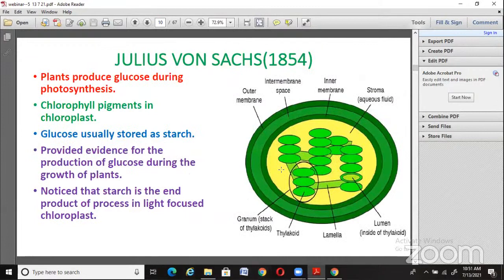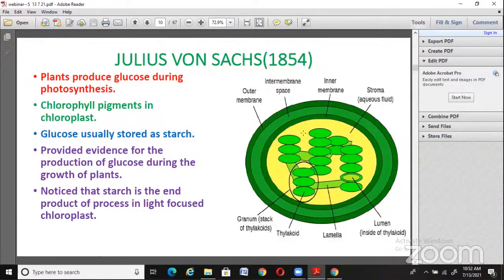Yes. See here, this is the structure of a chloroplast, in which you'll find two membranes. That means each chloroplast is bounded by two membranes: the outer membrane and the inner membrane. Between these two membranes there is a gap, which is called the intermembrane space. Inside the inner membrane, you'll find a gelatinous substance, which is called stroma.